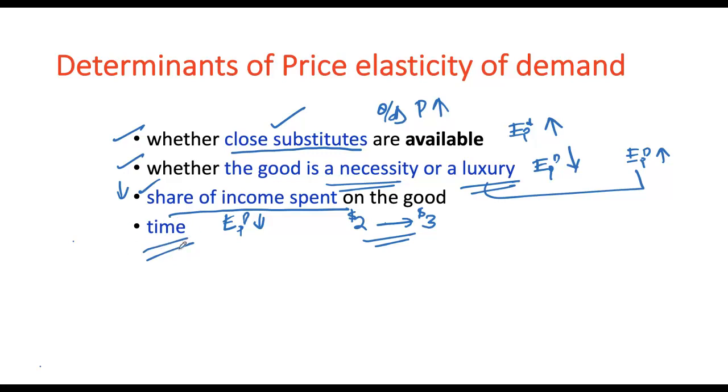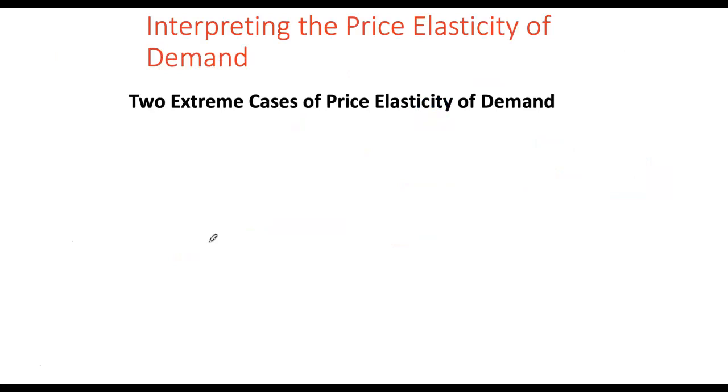So you can see over time, price elasticity of demand may change. So elasticity is not stuck at a particular number over time. Because of these underlying factors, price elasticity of demand can become higher or lower, making the good relatively inelastic or relatively elastic. Now let's interpret the price elasticity of demand using some extreme cases.